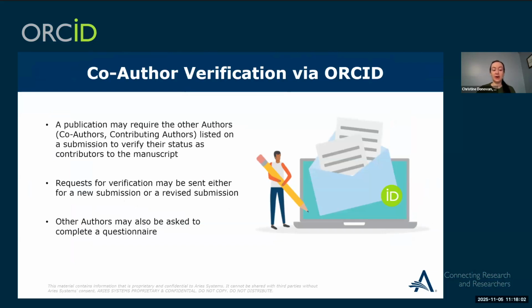You can also ask co-authors to authenticate their ORCIDs at co-author verifications. So if a site is configured to request verification from co-authors, either at new submission or revised submission, the journal can also ask them to provide an authenticated ORCID identifier as part of that request. Authors can also be asked to complete a questionnaire at this step as well, if the journal would like.